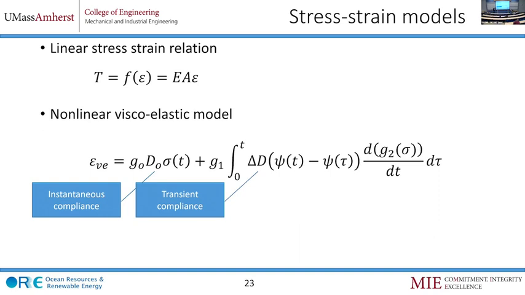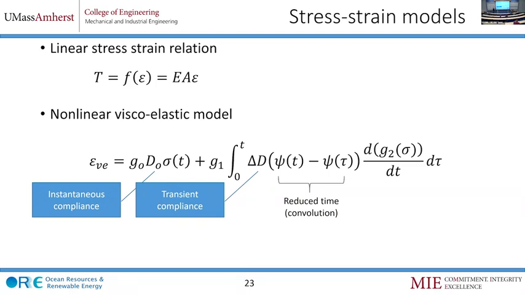Just like you have instantaneous compliance, you also have a transient compliance, delta D, and that is a convolution. You have to convolve it with the history, so it's a history term. The transient compliance is a convolution with a reduced time, which tells you the nature of the rope. It's like an internal clock. That's what they call it.